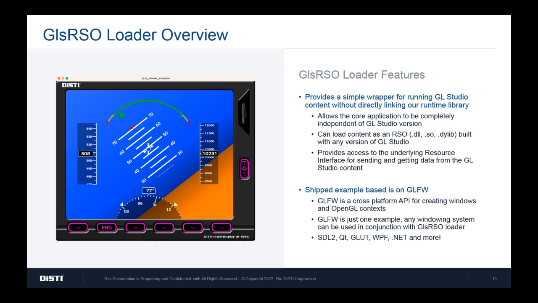The example we ship with GlsRSOLoader is based on GLFW. GLFW is a cross-platform API for creating windows and OpenGL contexts. This is just one example of how RSOLoader can be used, because RSOLoader is intended to be completely agnostic to the API that you use to create the window and OpenGL context. Our support site contains many other examples, including Qt, Glut, WPF.NET, and other integrations are possible, including but not limited to SDL2 and more.